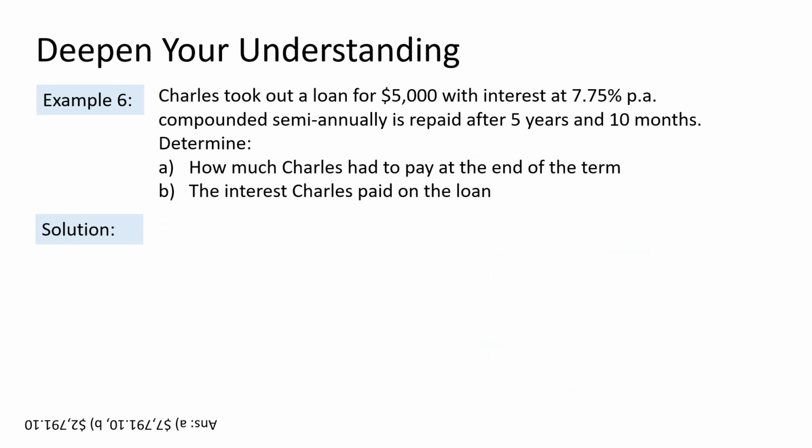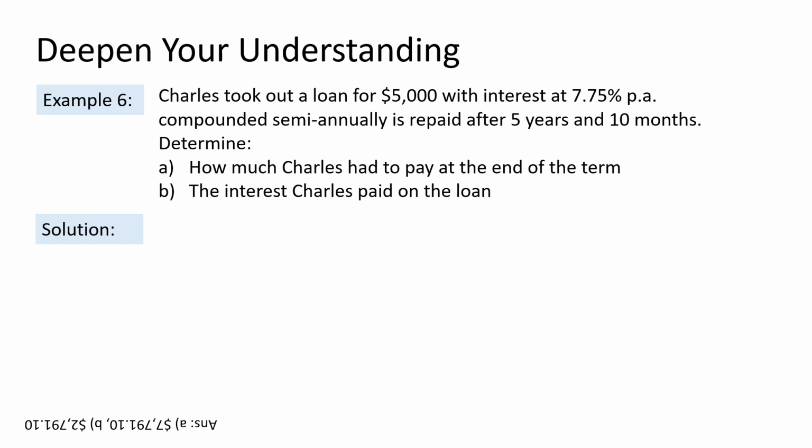Let's look at one more example. Charles took out a loan for $5,000 with interest at 7.75% per annum, compounded semi-annually, and it's repaid after 5 years and 10 months. So here we're going to find two items.